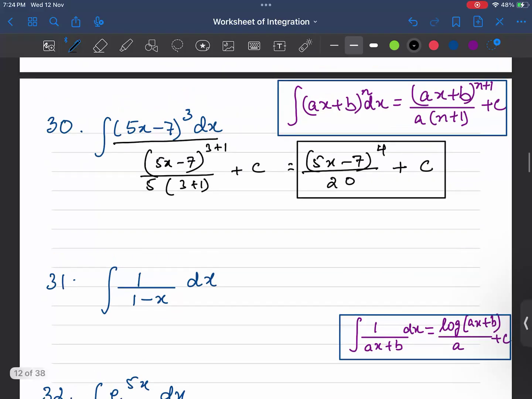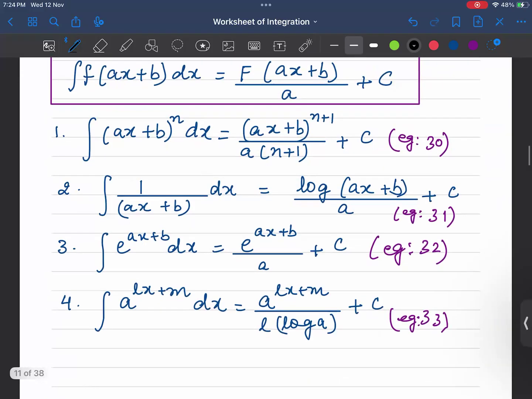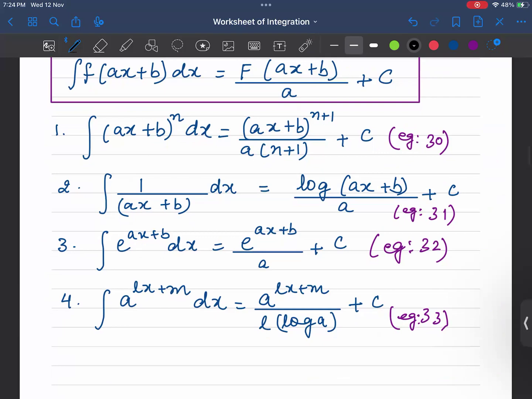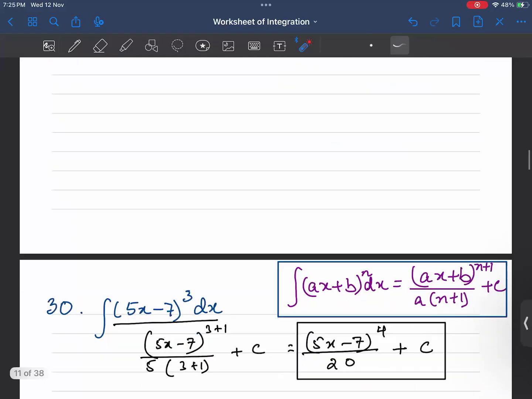Now let's do another example. If it is in the denominator, ax plus b. In that case, if something is in the denominator, we know integration of 1 upon x is log x. So if something is in the denominator, it means it would be the log of that number, plus whatever is multiplied by the x would become the denominator. Right? That should be the formula and should be clicked. Now let's do one question based on it.